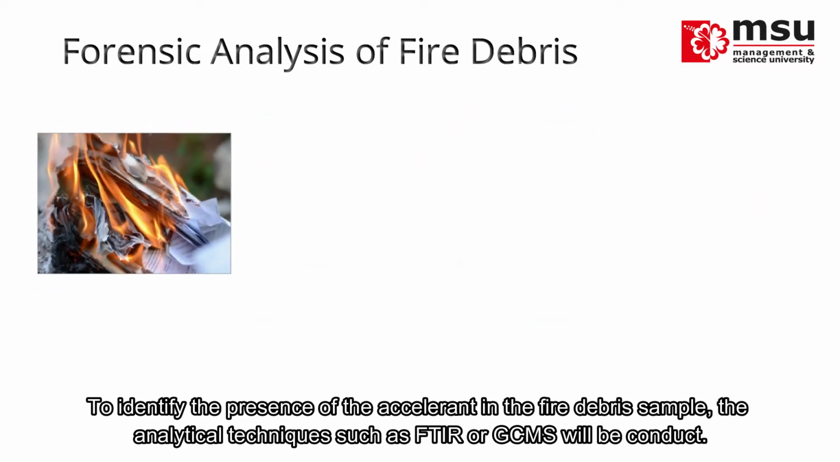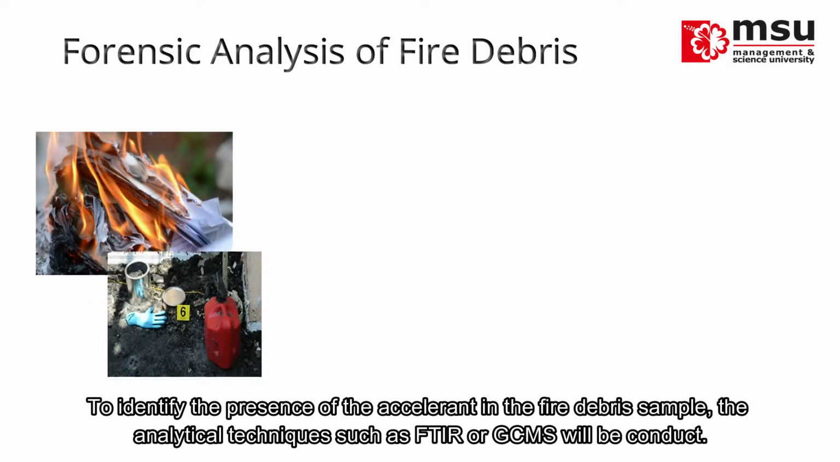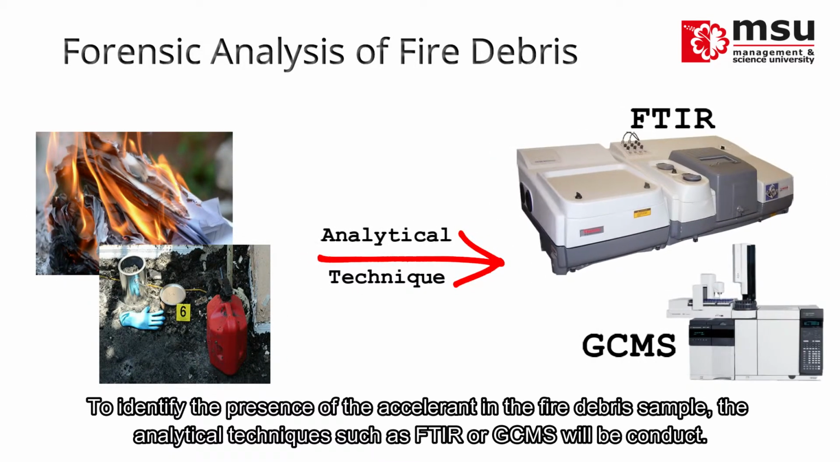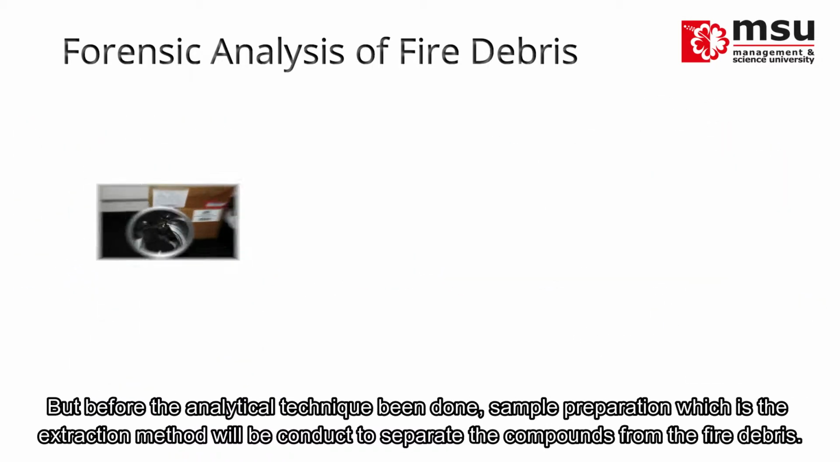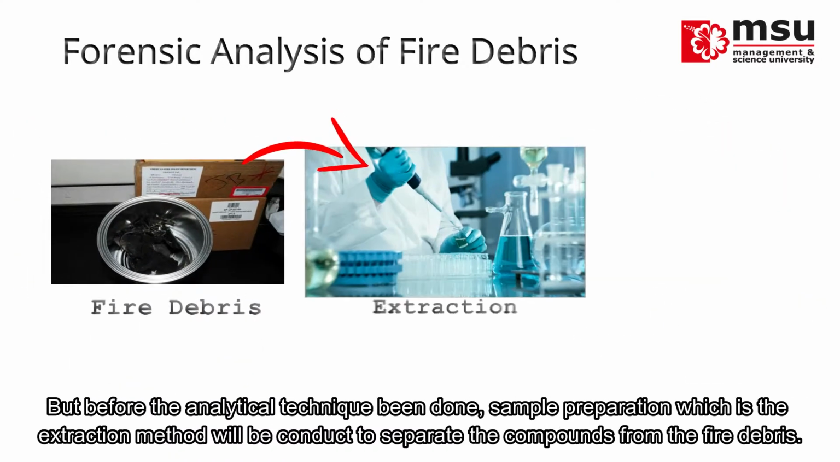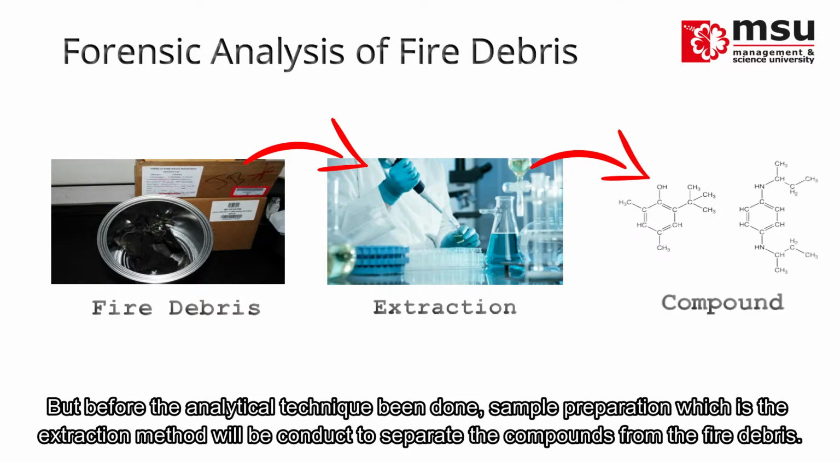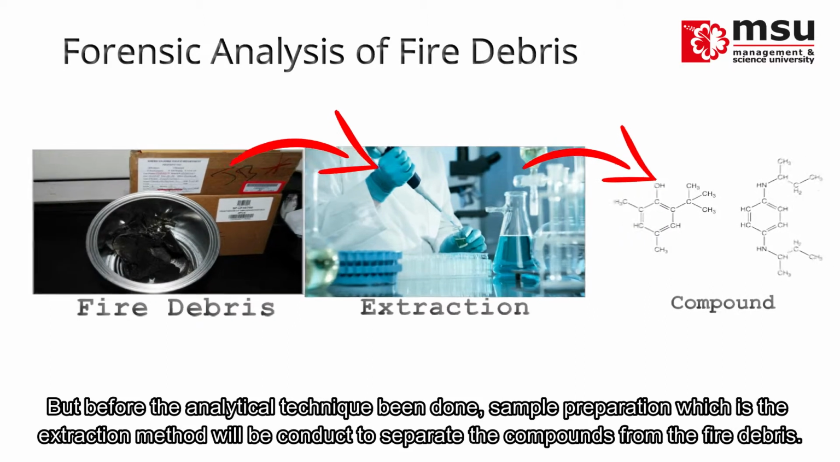To identify the presence of accelerant in the fire debris sample, analytical techniques such as FTIR or GC-MS will be conducted. But before the analytical technique is done, sample preparation, which is the extraction method, will be conducted to separate the compounds from the fire debris.